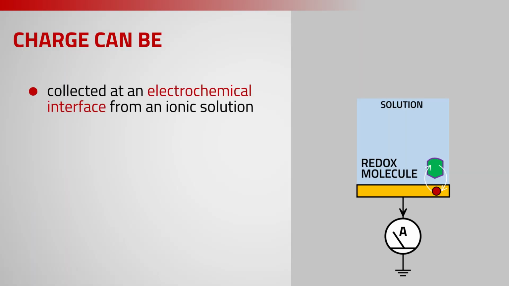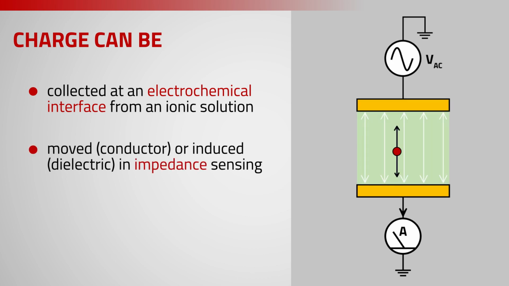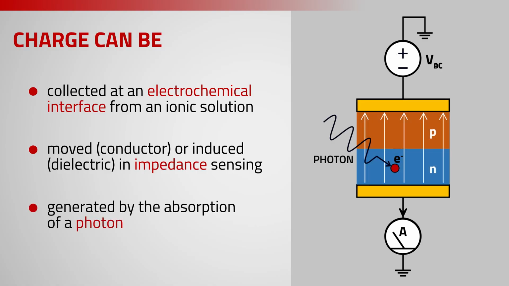The measurement of electrical charge is involved in a broad variety of applications. For instance, charge can be exchanged at an electrochemical interface between a solid electrode and an electrolyte, an ionic solution containing molecules, for instance, through redox reactions. Charge can be put in motion during an impedance measurement. And finally, charge can be generated by the absorption of a photon in a semiconductor, generating an electron-hole pair.